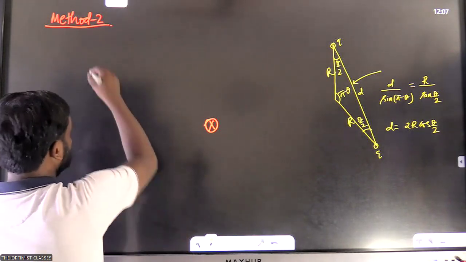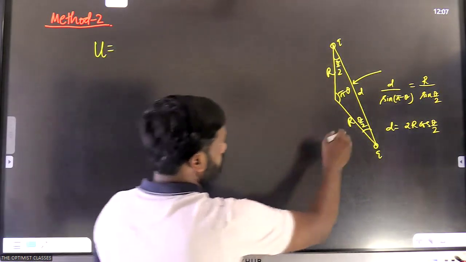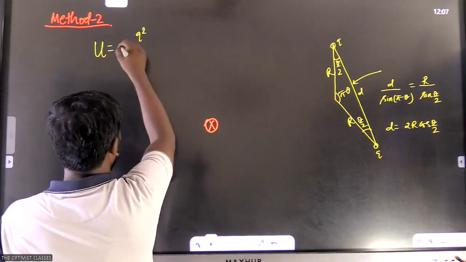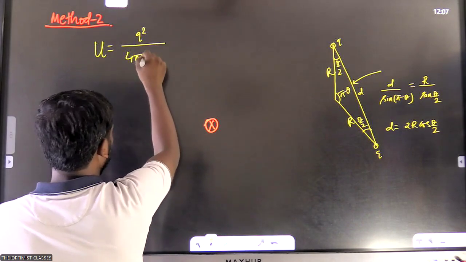So now let us write the potential energy, the interaction potential energy of these two charges. There is charge Q here and there is charge Q here. So this will be equal to Q square upon 4 pi epsilon naught D.